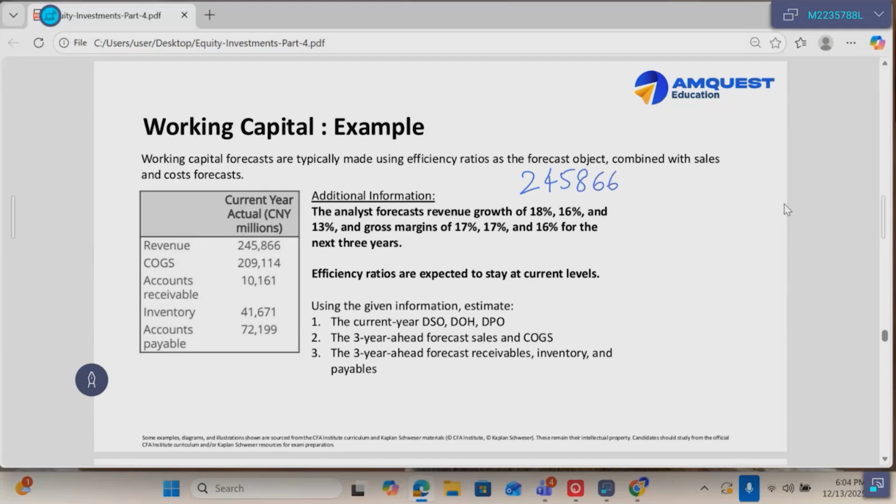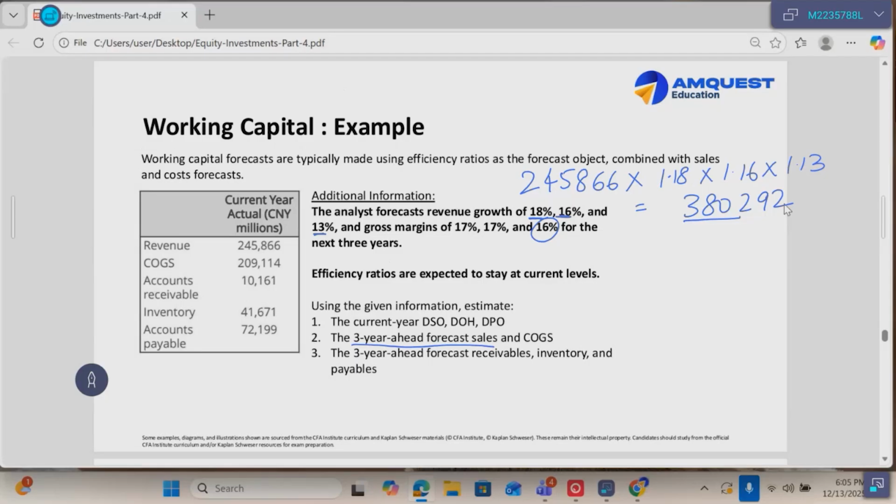My revenue right now is 245,866. It is going to grow by 18% next year, 16% the year after that, and 13% in year 3. So I can directly multiply this by 1.18, then 1.16, and then 1.13. What I'm doing is multiplying with 1 plus R. Whatever answer we get, my third year gross profit margin is going to be 16% of that. So this is 380,290, which is my revenue for year 3, my 3-year ahead forecast of sales.